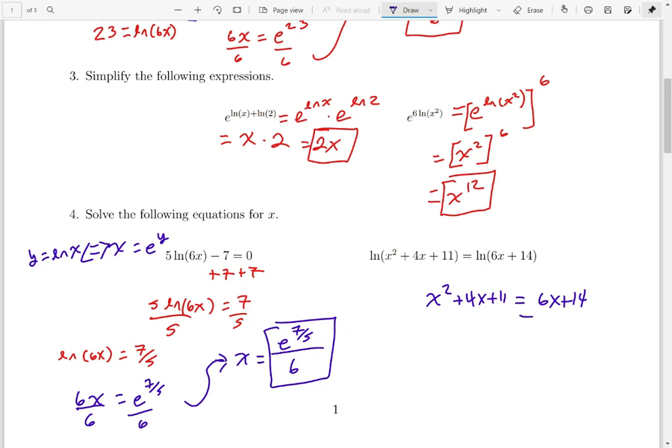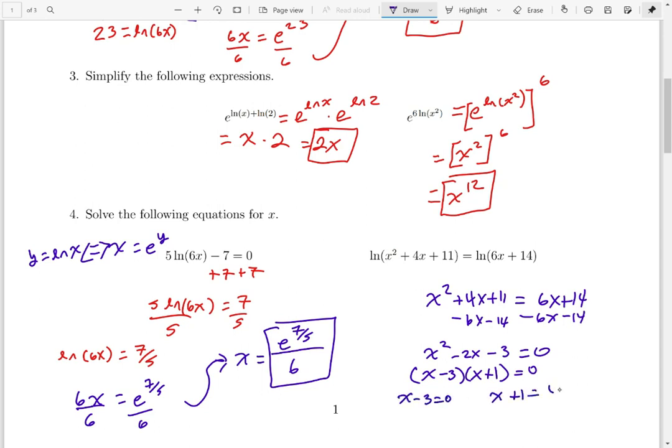So I see I have a quadratic form, so I'm going to put everything on one side. Minus 6x minus 14. I then get that x squared minus 2x minus 3 is equal to 0. I see that this factors really quickly, and so this is then going to be x minus 3 times x plus 1 is equal to 0. We can double check that. 1 times negative 3 is negative 3. X times x is x squared. Negative 3 times x is negative 3x. 1 times x is 1x. Negative 3x plus 1x is negative 2x. That works out.